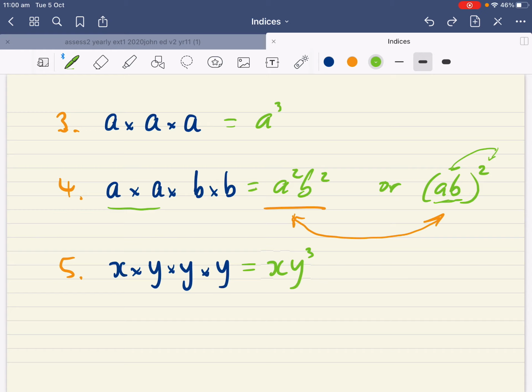But as it stands, this is the correct answer here. We just had one solitary x, so write it as x, or an x to the 1 if you prefer, and there's a y to the power of 3. So that's our index notation.